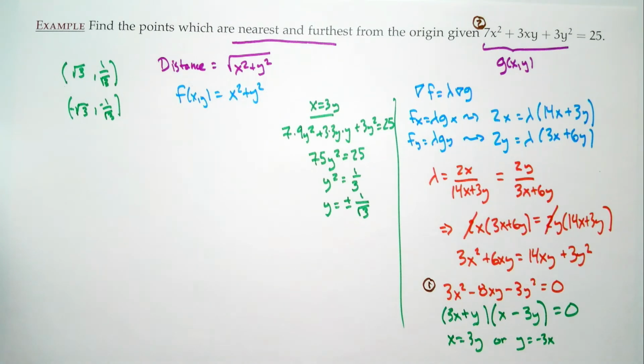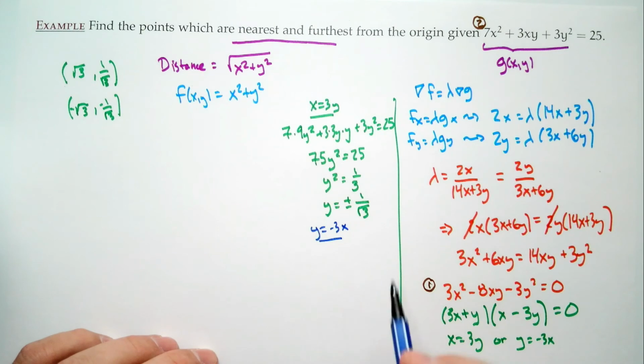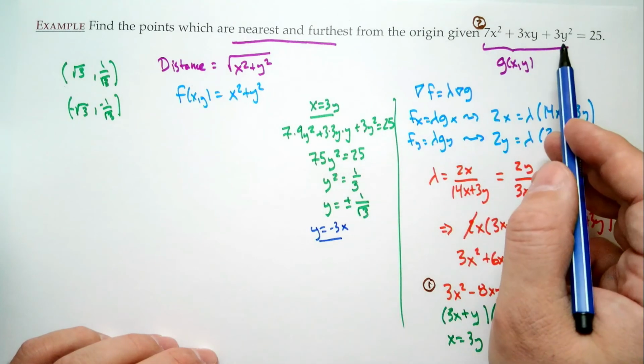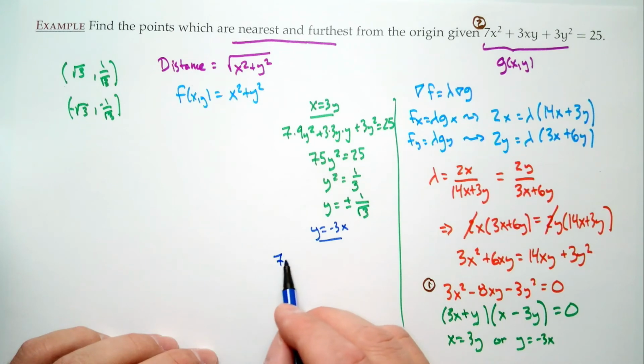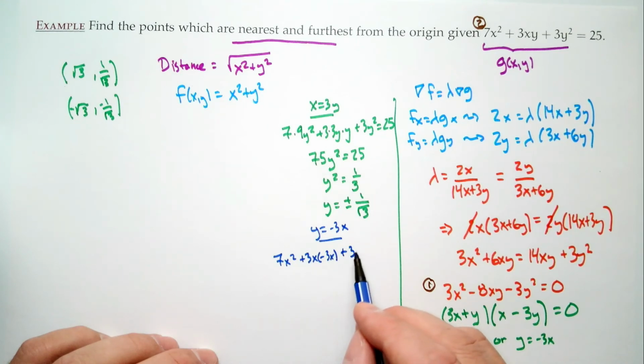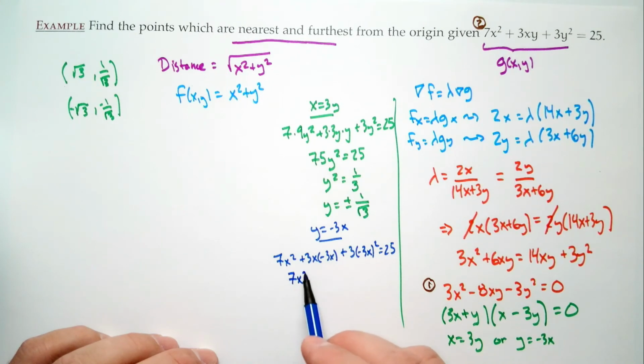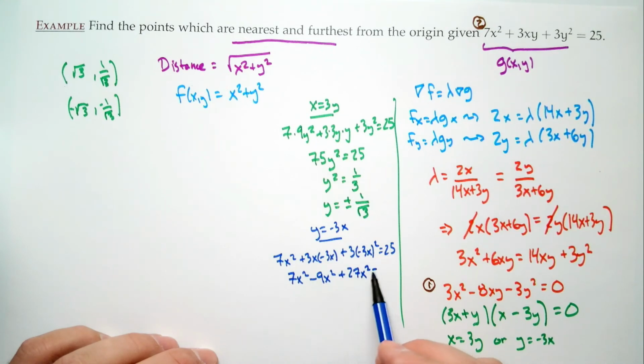Now, that's if we did x equals 3y. What would happen if we did y equals minus 3x? Well, similar process. Everywhere I see a y, I'm going to put a minus 3x. So 7x squared, that's fine, plus 3x times minus 3x, plus 3 times (minus 3x) squared equals 25. Well, this is 7x squared minus 9x squared, and then plus 27x squared equals 25. Nice thing is these are all x squareds. 7 minus 9 is negative 2, plus 27 is 25. 25x squared equals 25.